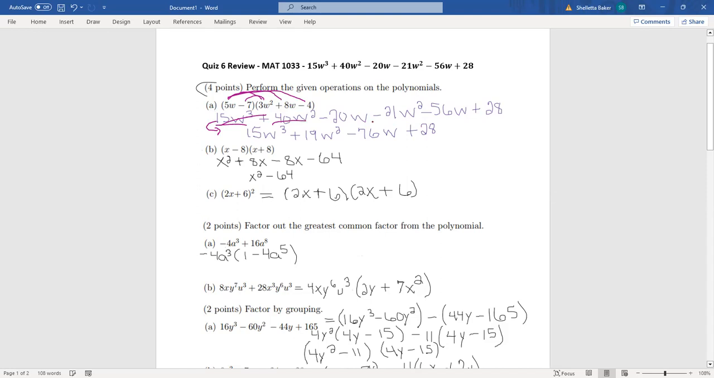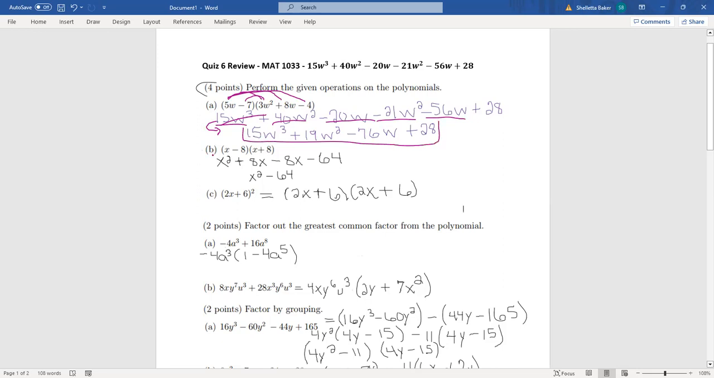40w squared minus 21w squared gives us 19w squared. And then negative 20w minus the 56w gives us negative 76w plus 28. This will be our answer.